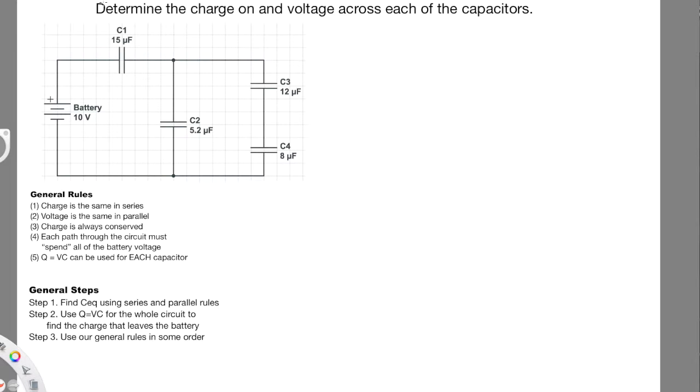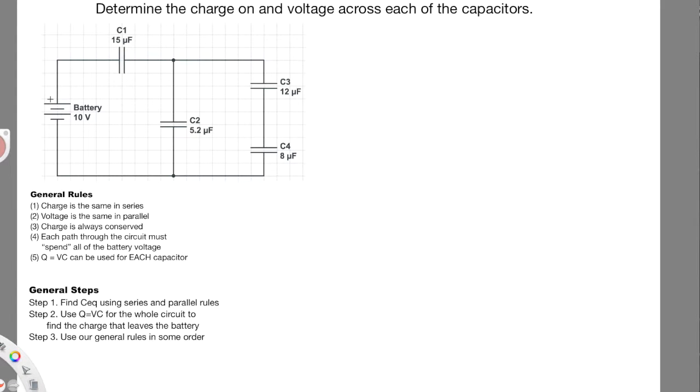Alright, as promised, I have a capacitor problem for you guys. It's a similar setup to the examples we've seen so far. We have a 10-volt battery, and then a 15 microfarad capacitor, and then two parallel paths, one with a 5.2 microfarad capacitor, and the other with 12 and 8 microfarad capacitors. And our goal is to determine the charge on and voltage across each of these capacitors.